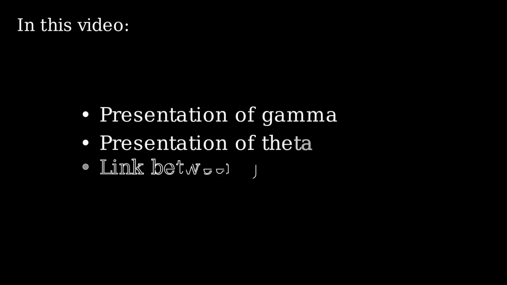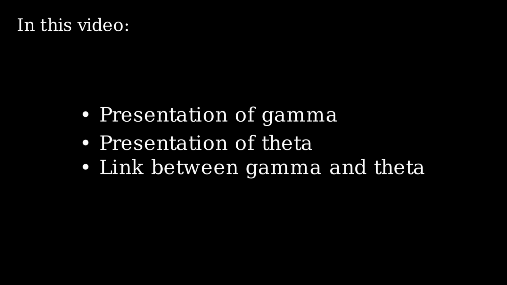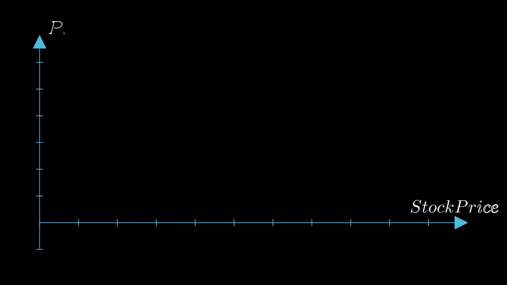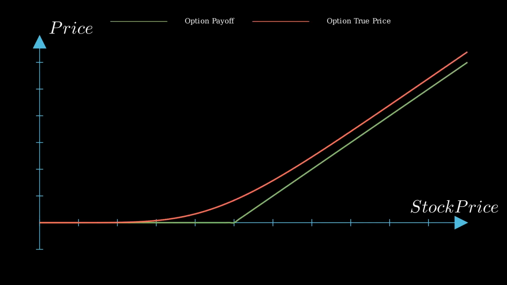In this video, in addition to the presentation of gamma and theta, we'll understand a rather classic relationship for options. Theta and gamma have opposite signs. Let's take the case of a call option. On this graph, we can see the payoff and the true price of the option. As you can see, the option price is higher than the payoff, and it is not a hazard if I represented the price of the option above the payoff.